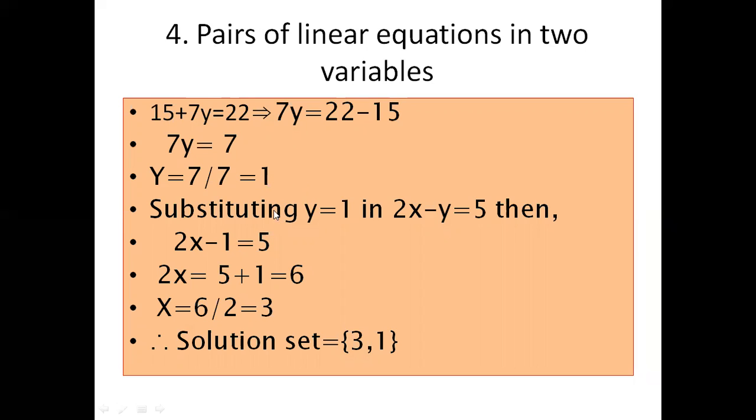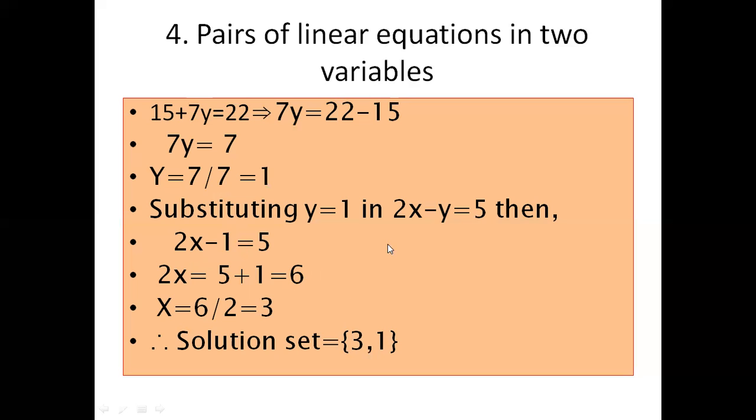So now we got the y value. Now this y value you can substitute in any of the equations. Here the constant value is small, so that's why I have used the first equation. Substituting y is equal to 1 in 2x minus y is equal to 5, then 2x minus 1 is equal to 5, because in place of y, I have written 1. Then minus 1 transfers to the other side: 2x is equal to 5 plus 1, that is 6. Then x is equal to 6 by 2, that is 3. Therefore, the solution set is x is 3 and y is 1.